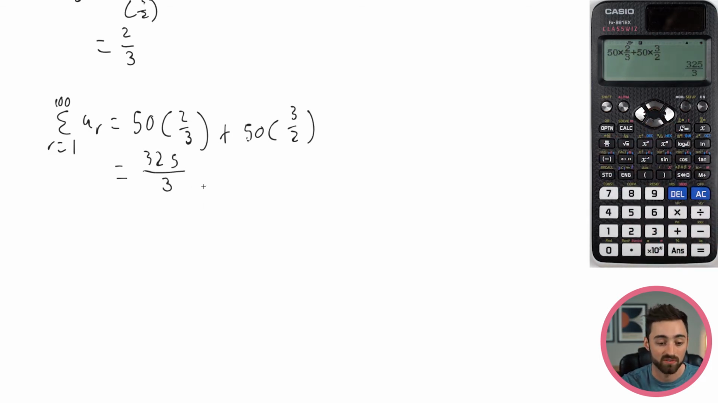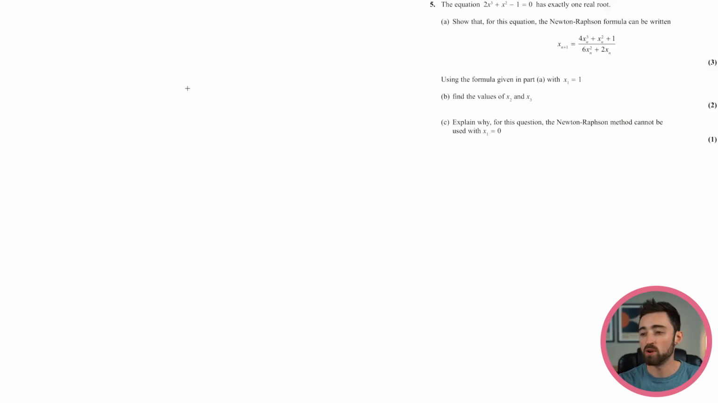325 over 3. Moving on, the equation 2x cubed plus x squared minus 1 equals 0 has exactly one real root. Show that for this equation, the Newton-Raphson formula can be written as all of that stuff there. Let's imagine that you have absolutely no idea what the Newton-Raphson formula is. Not a clue. I reckon you can still get the marks here. So here's what I'd do.